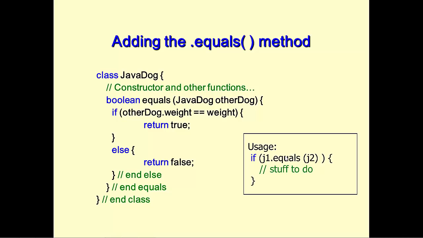Well, we can override this equals method like we talked about before. Notice that it returns a Boolean, right? And then notice that it also takes in another Java dog to compare itself to. So on the inside of this method, we might say something like this. If the other dog's weight is equal to our weight, then we would return true. Otherwise, we would return false. So then in main, let's say that we're in our driver now, I could say something like this. If J1 dot equals J2, and if their weights are the same, then this would evaluate to true, and then we could do whatever stuff we needed to do.